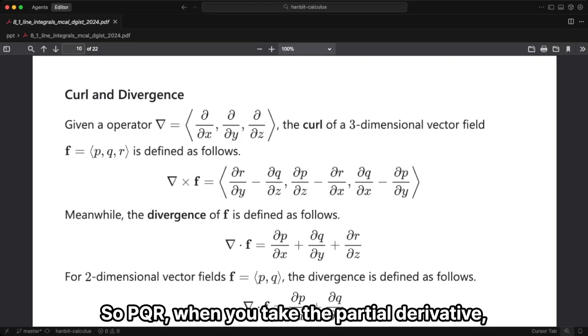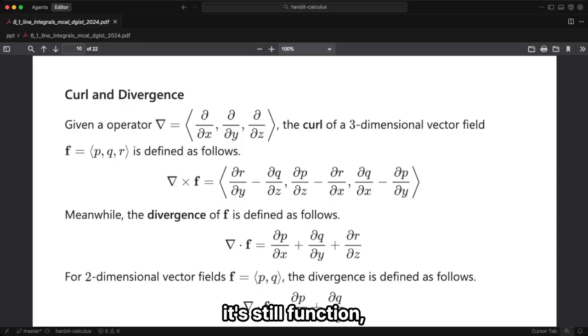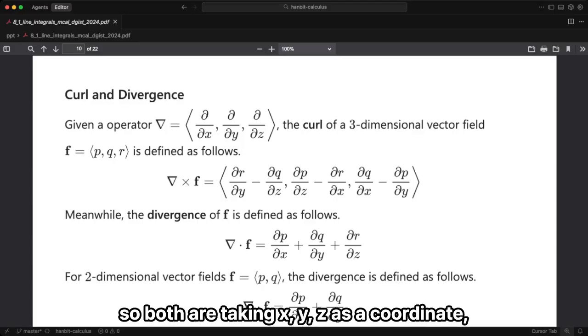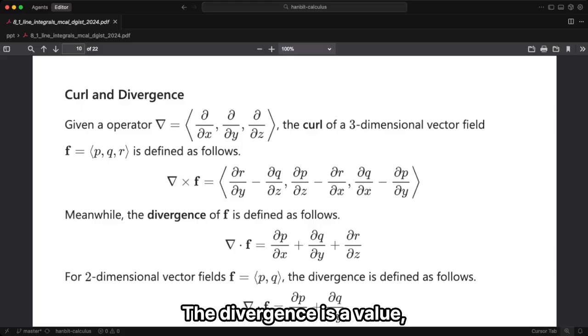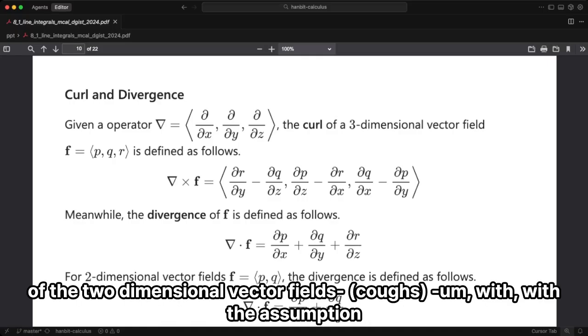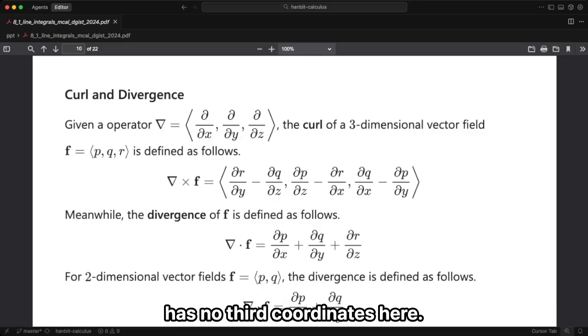So PQR, when you take the partial derivative, it's still a function. So both are taking x, y, z as a coordinate, as an input, but the output is different. The divergence is a value. Divergence gives you value, but curl gives you vectors. And if you talk about divergence, you can also define divergence of two-dimensional vector fields with the assumption that your operator has no third coordinate here.